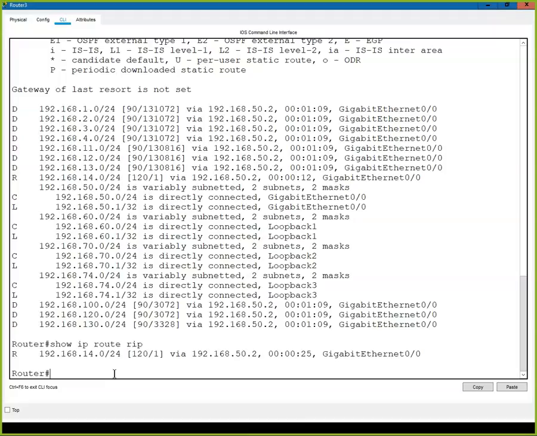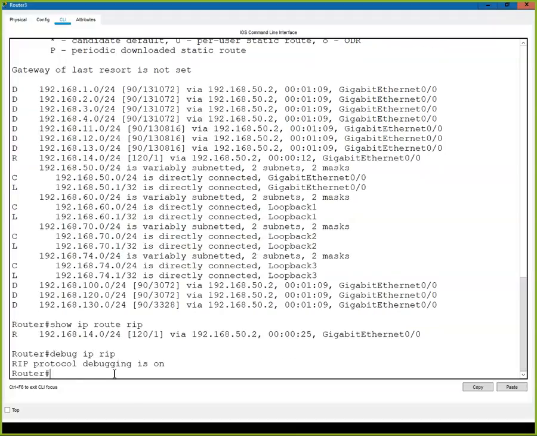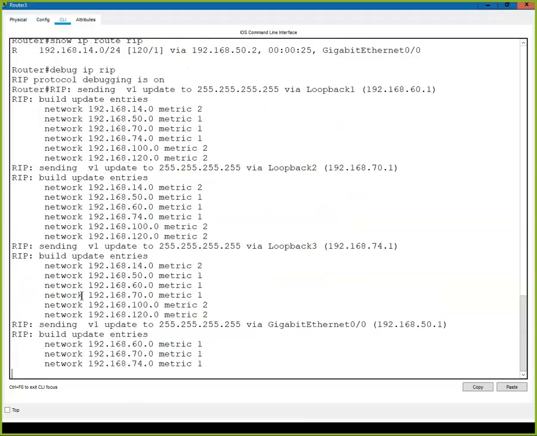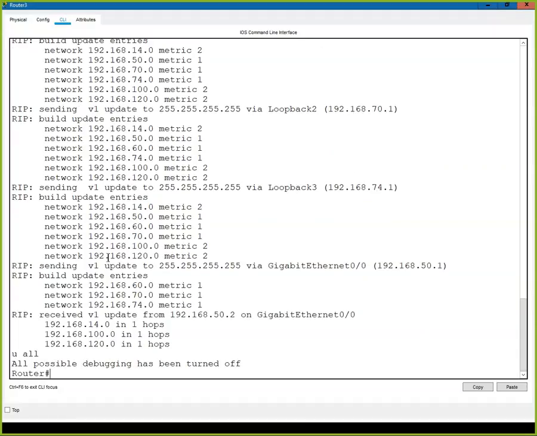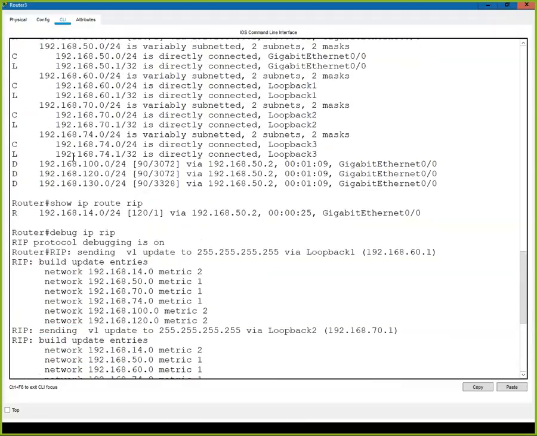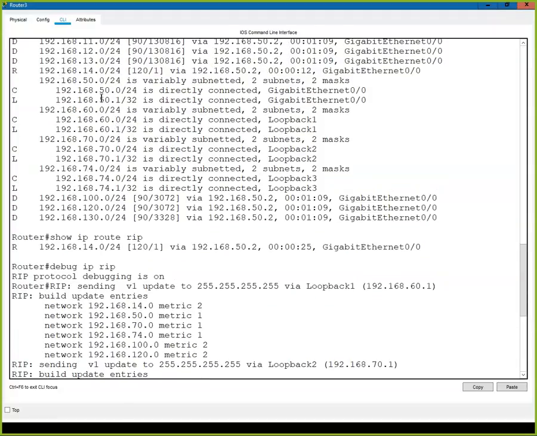If we did a debug IP RIP and look at it here just a second, we're going to be sending routes. It should be exchanging all of these routes, but they don't get put into the route table. Let's get rid of it with an undebug all. It says that it is sharing the 100 and 120. It's sharing all of these things, with a metric of 2 to get to these, 14, 50, 60, 70 being advertised. But when we get to the route table, we have 50 and 60 there.